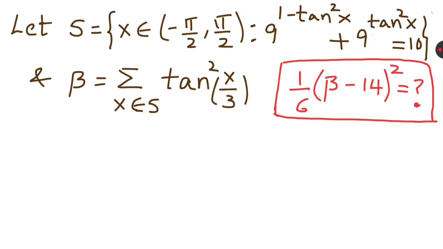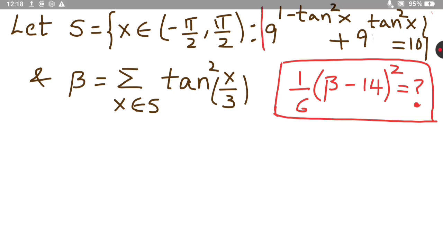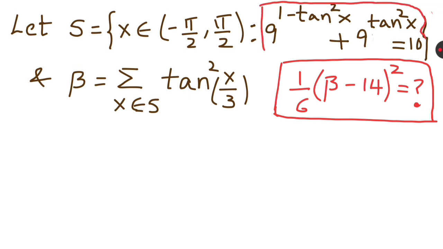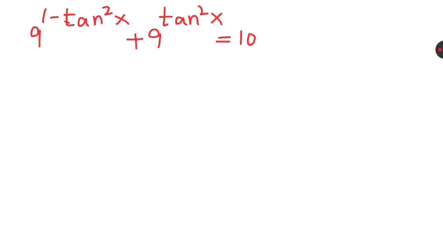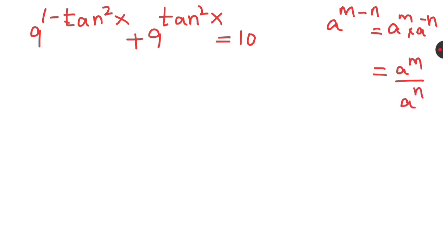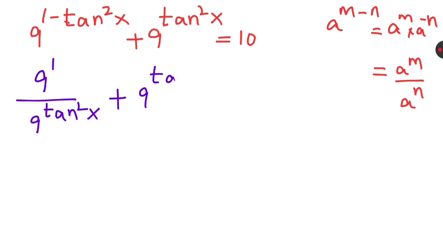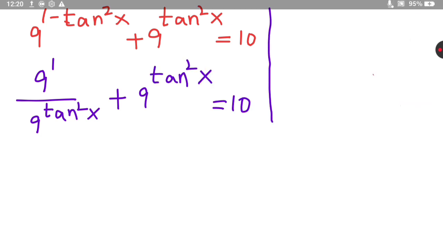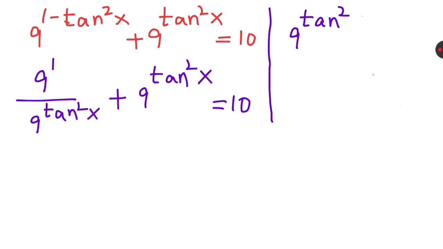What is the given equation? The given equation is 9 raised to power of 1 minus tan square x plus 9 raised to power of tan square x, that is equal to 10. So let's take that. The first term, 9 raised to power 1 minus tan square x, is in the form of a raised to power of m minus n. So you can write this as a raised to power of m over a raised to power of n. Same like that, here 9 raised to power of 1 minus tan square x, we can write as 9 raised to power of 1 over 9 raised to power of tan square x, plus 9 raised to power of tan square x.